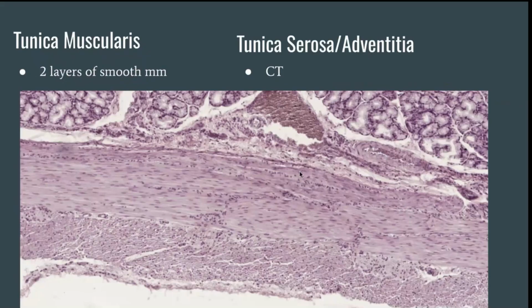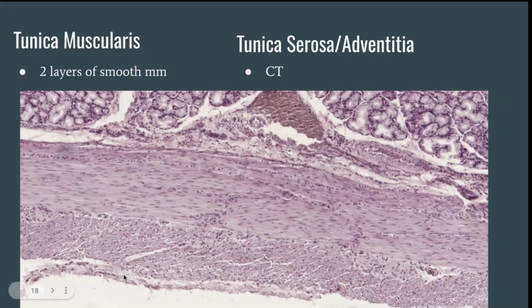The last two layers of the duodenum are pretty basic. So we have the tunica muscularis, which is two layers of smooth muscle. This is the first layer. This is the second layer. The first layer is of circular orientation, and the second layer, the outer layer, is of longitudinal orientation. And over here, you can find the Auerbach's plexus.